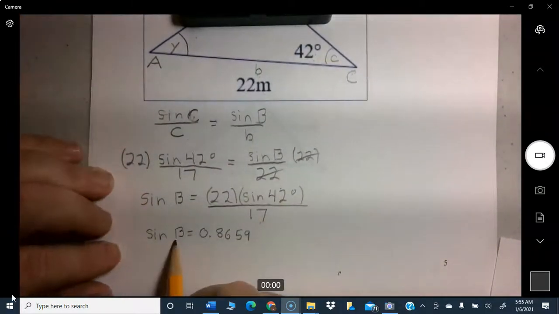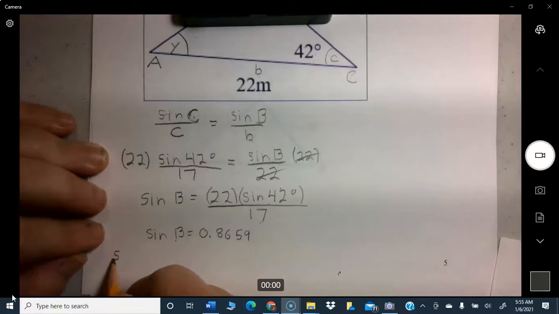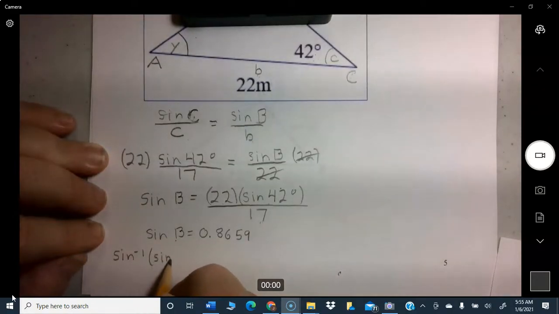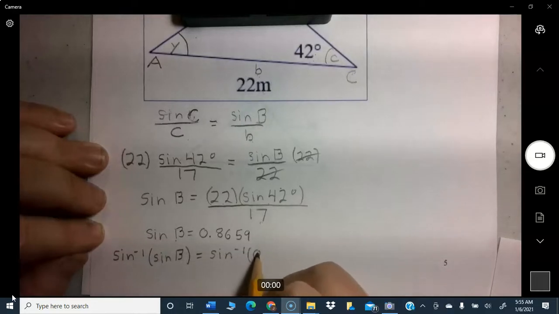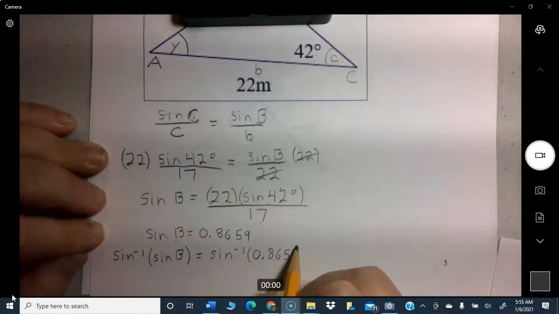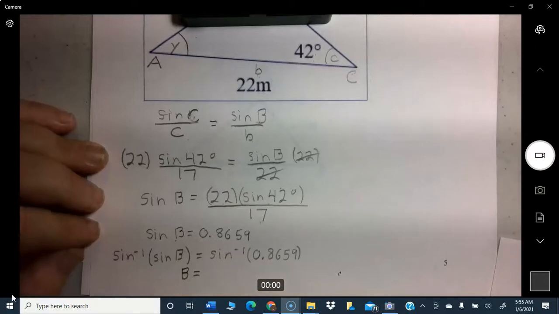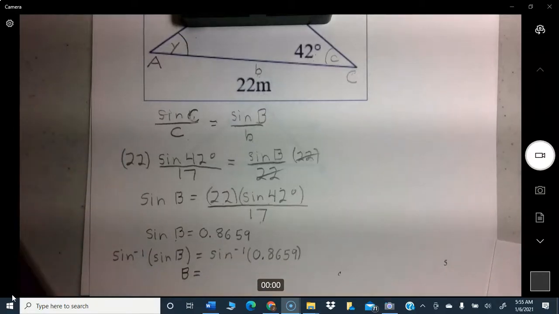Okay, now I want to find out what b is, so I take the arc sine of sine b, same thing to the other side. This side simply equals b. That's what that angle is up there. And I do this on the calculator.